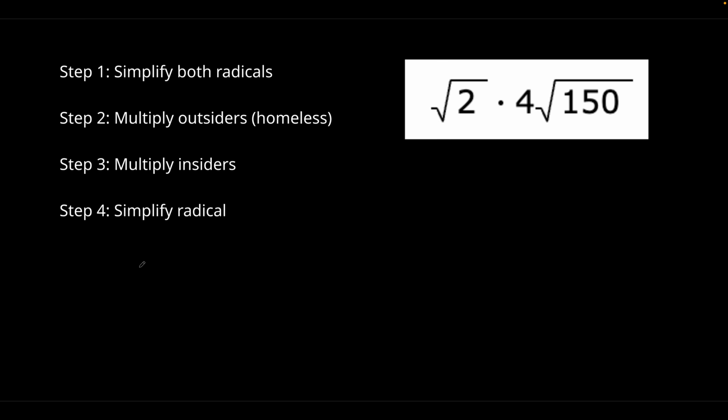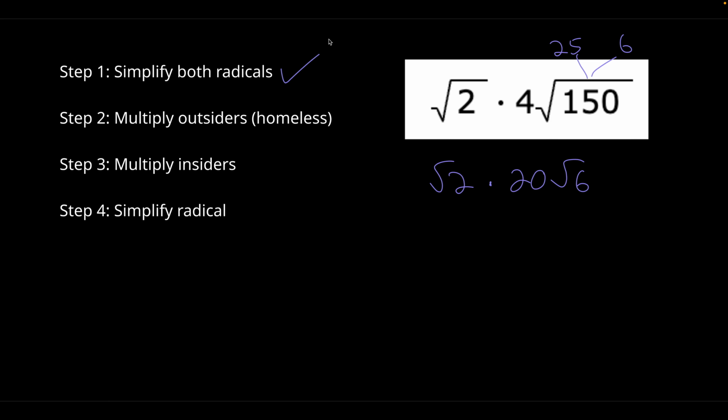Okay, for this problem, we're going to simplify. So square root of 2 can't be simplified. 150 can be split into 25 and 6. So then you're going to have 20 square root of 6.